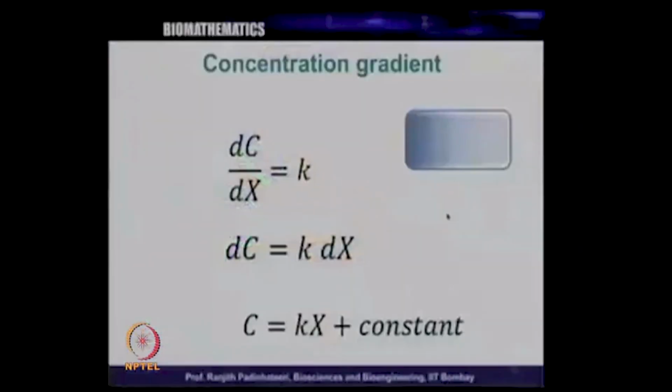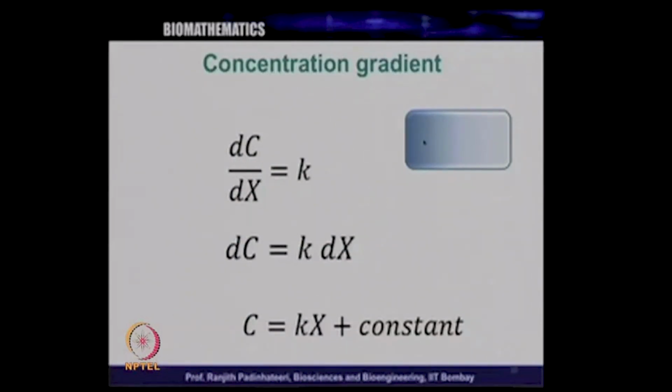Now, let us look at the next case where it is not uniform, but is slowly varying. How do we express that? Have a look at the next one. From here to here the concentration is slowly increasing. Here the concentration is less, here the concentration is more. So, the concentration is slowly increasing.